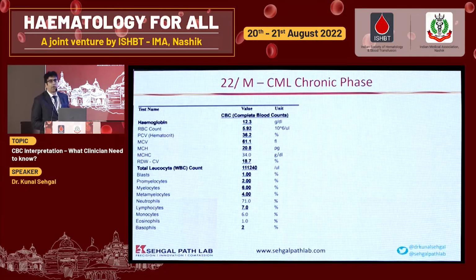So the hemoglobin is 12.3, RBC count 5.92, MCV 61, MCH is 20, MCHC is normal. Anyone, anything based on the hemoglobin and the indices would you like to suggest?